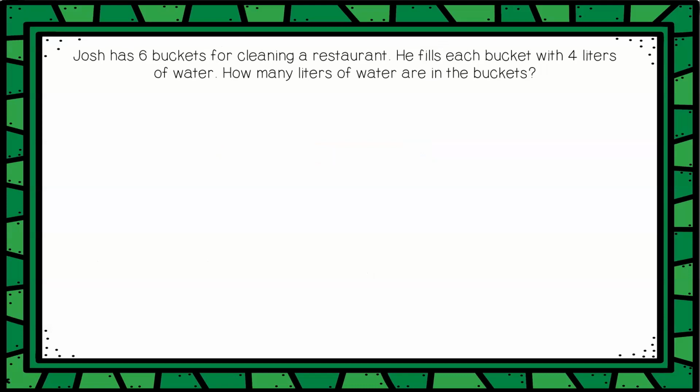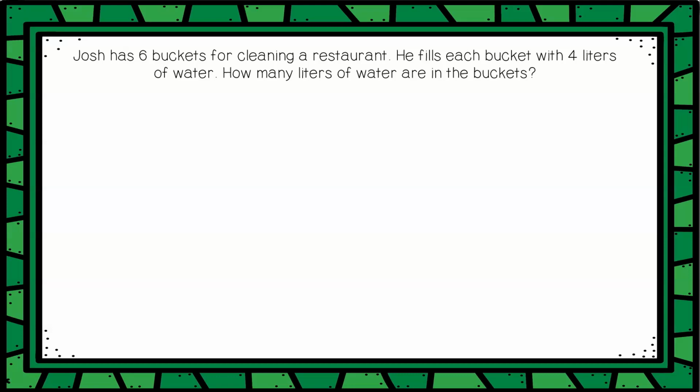Now we are ready for our last example. Before you move on and try a few of these on your own, the problem says, Josh has 6 buckets for cleaning a restaurant. He fills each bucket with 4 liters of water. How many liters of water are in the buckets?